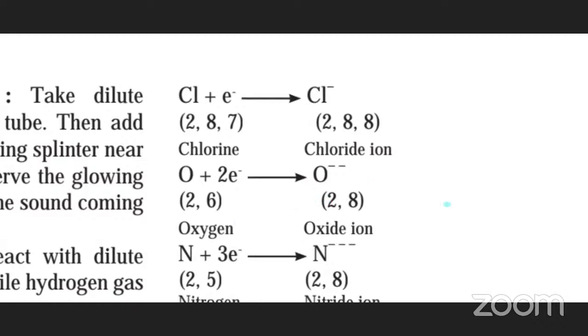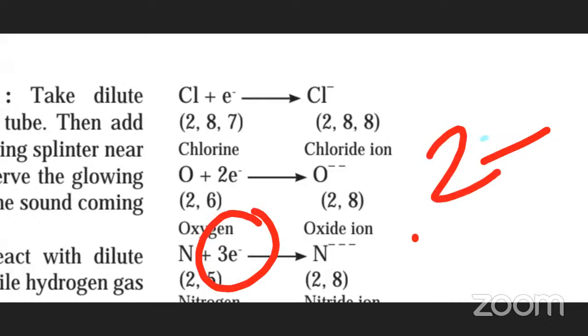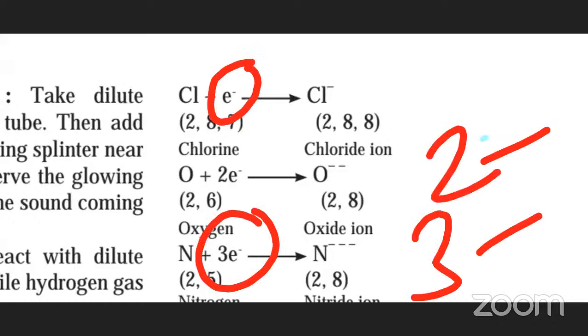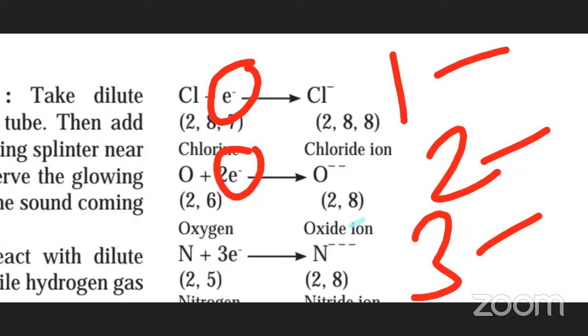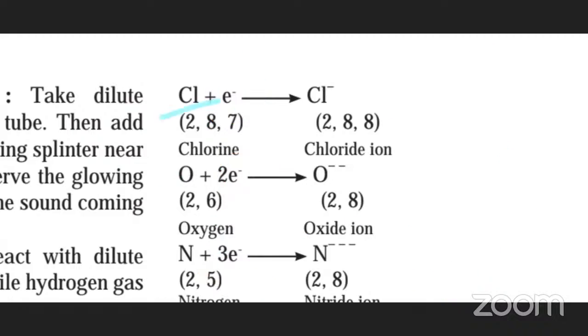So next, oxygen is there. Oxygen will take 2 electrons, so here 2 minus is there. If it is taking 3 electrons, it will be 3 minus. Here it is only 1 electron, so it will be only 1 minus. Depending upon how many electrons are accepted, the minus sign comes. Any doubt here?